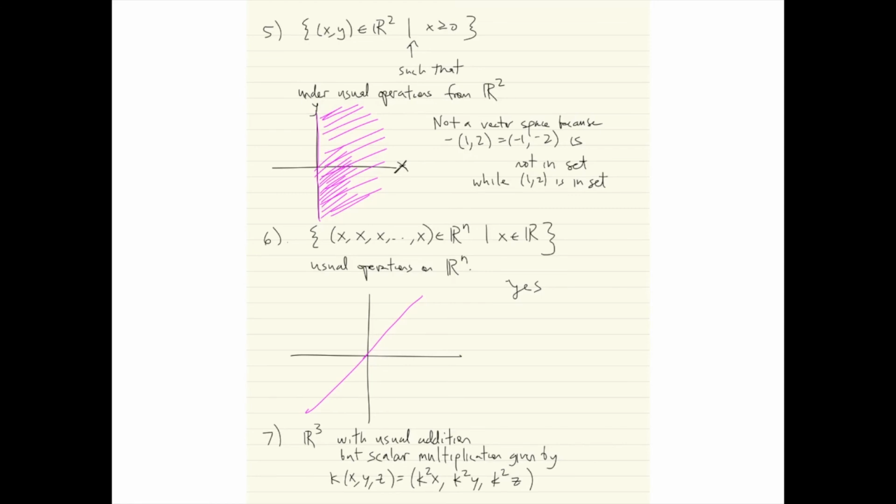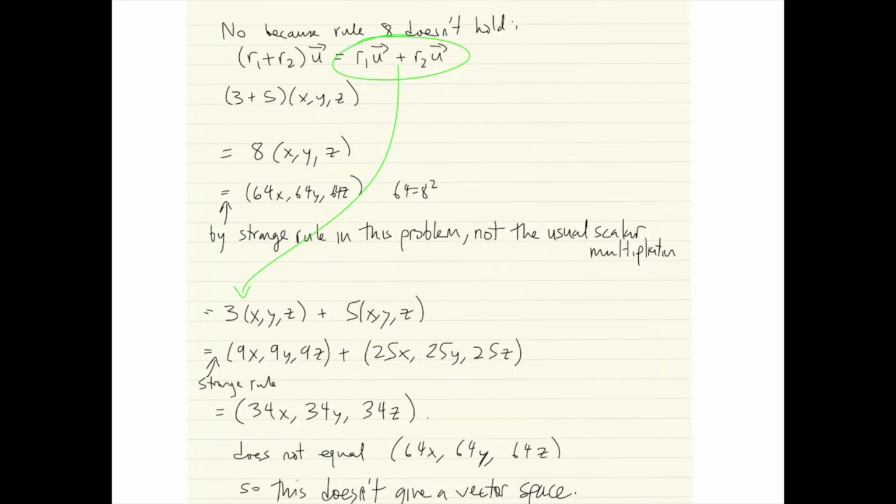Well, you just have to check all 10 axioms, and maybe there's one that doesn't hold, or more than one that doesn't hold, and once you find one that doesn't hold, then you know it's not a vector space. Distributive property, it turns out, fails. So for example, here's what one of the distributive properties says, and let's plug in R1 equals 3, R2 equals 5.